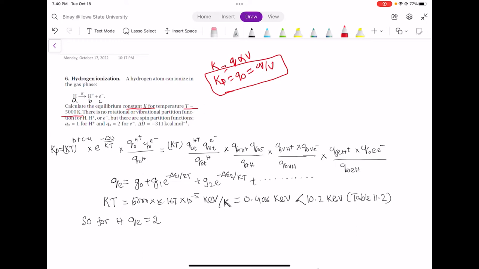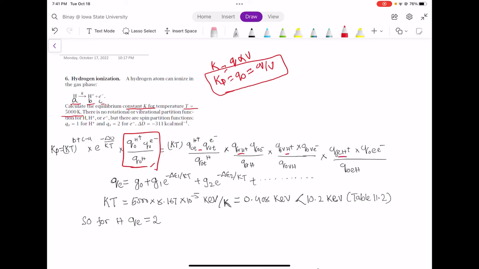So I just wrote the formula for Kp from the book. The formula says Kp equals kT to the power B plus C minus A, because in our equation A is hydrogen, B is hydrogen ion, and C is electron, times e to the power minus delta over kT, that's the bond energy, with the partition function, which is basically Q naught. And Q naught is further broken down into Q translational, Q rotational, Q vibrational, and Q electronic for each.